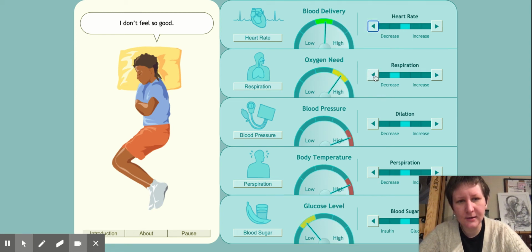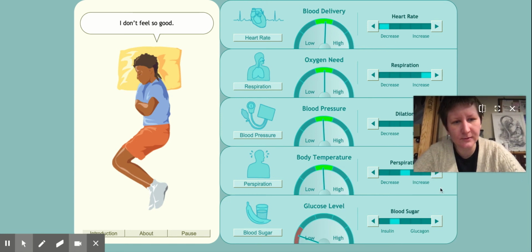And then here I see that her blood pressure is way too high, so I need to dilate more to reduce it. But now she needs more oxygen. And now her heart should beat a little less. Oh, she needs to breathe a little more. So you can see I have to move those around. And then to fix the blood sugar, oh, I went in the wrong direction.